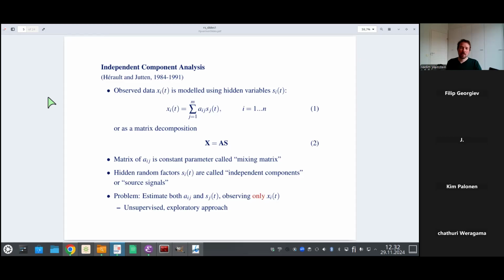Okay, so here is basically the same equation I just wrote on my virtual blackboard. This x is the measured signal, and these s are the real assumed signals, and these a's are those weights. So we have this kind of matrix decomposition. This A is called the mixing matrix because it mixes the signals. And these s_i are so-called independent components. So the idea is that we assume that these signals are statistically independent.